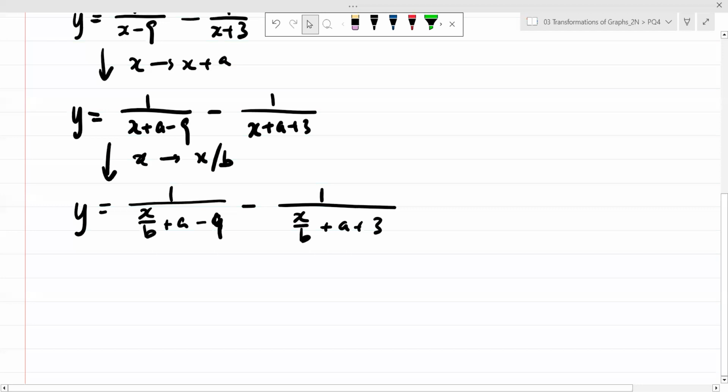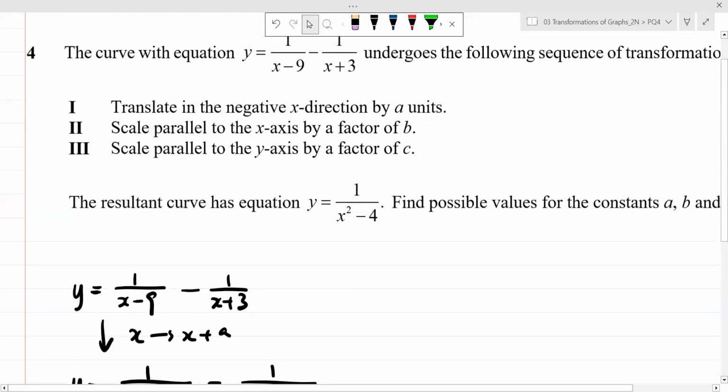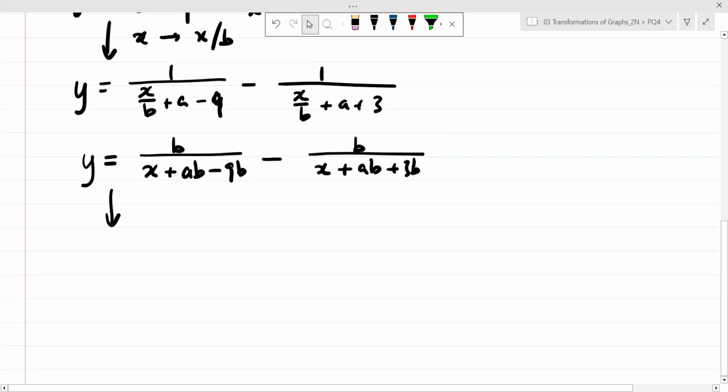Okay, I don't like so many fraction lines lah. Right? So let's do ourselves a favor and multiply b on both the numerator and denominator. You may not have done this, but this is what I advise you to do. Okay. Lastly, scale parallel to the y-axis by a factor of c. So replace y with y over c.